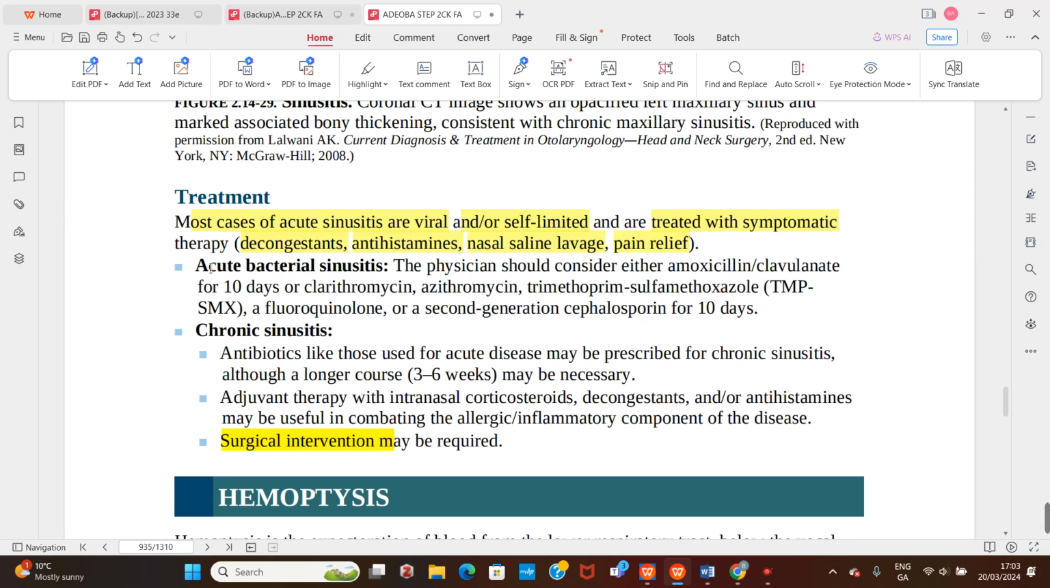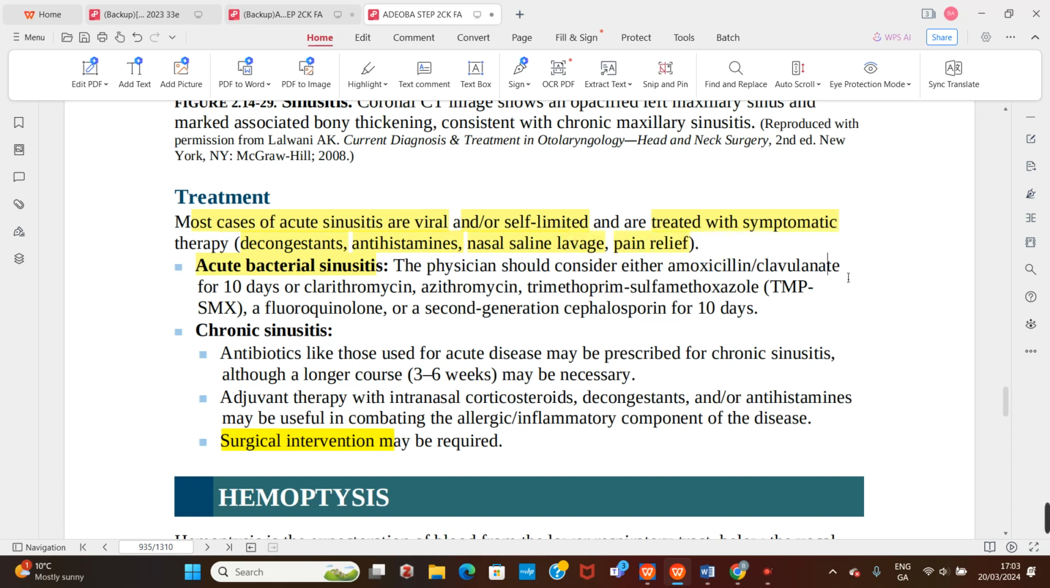But for individuals with acute bacterial sinusitis, even if you are doing all these things, you must give them antibiotics. You must give them antibiotics. And don't forget the three major organisms we are looking at: strep pneumo, H. influenza, and Moraxella catarrhalis. So the antibiotics we are giving are to cover for them. So you can give amoxiclav. Amoxiclav is very, very excellent.